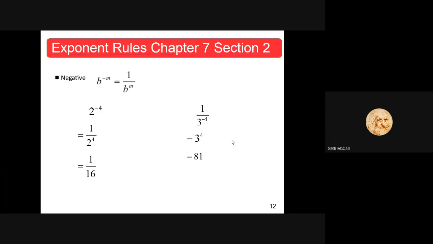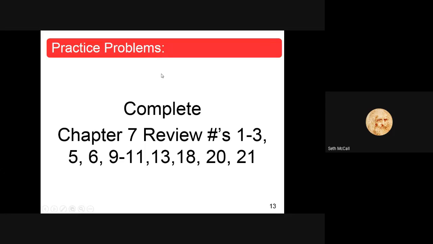All right, everybody, that is concluding the second set of exponent rules that we learned in Chapter 7, Section 2.